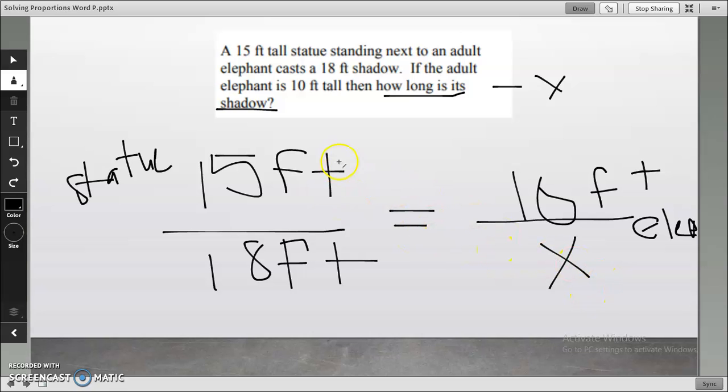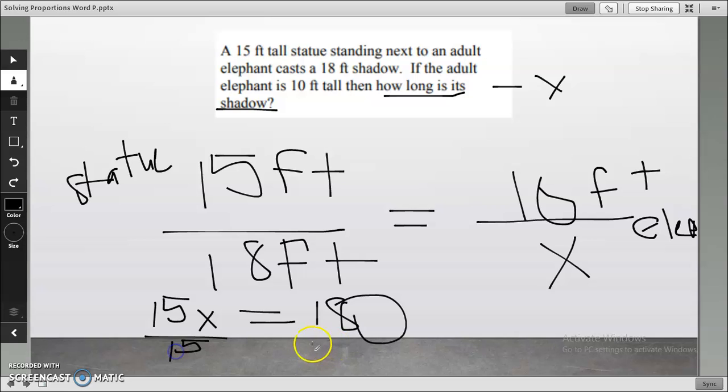So I'm going to multiply here. I get 15 times x, which is 15x. 18 times 10, which is 180 feet squared. I'm not going to put that though. Divide both sides by 15. And I get 12. So x equals 12 feet. So the shadow is 12 feet.